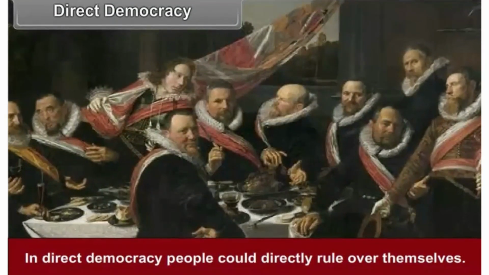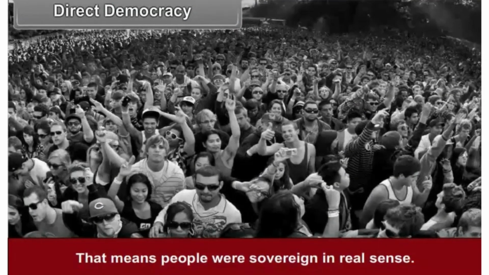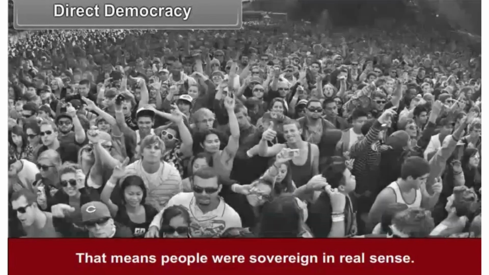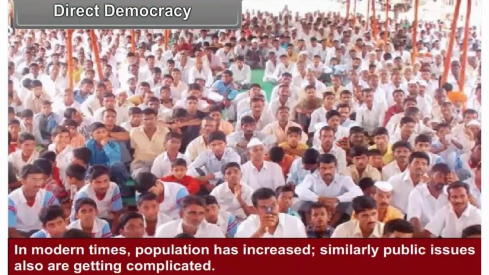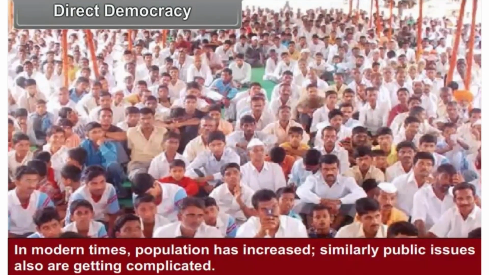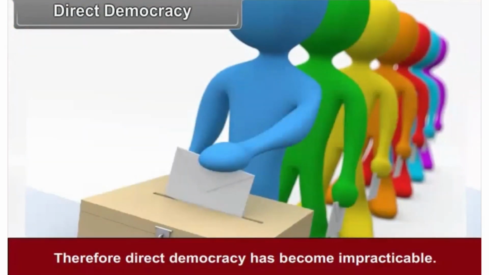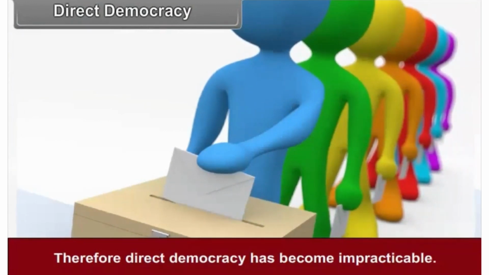In direct democracy, people could directly rule over themselves. That means people were sovereign in real sense. In modern times, population has increased. Similarly, public issues also are getting complicated. Therefore, direct democracy has become impracticable.